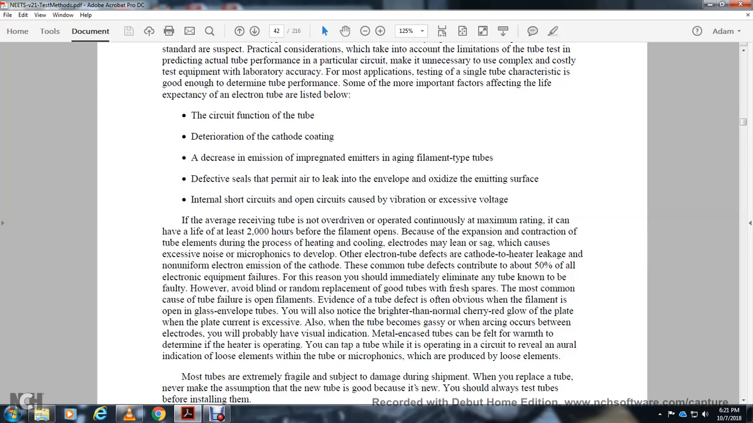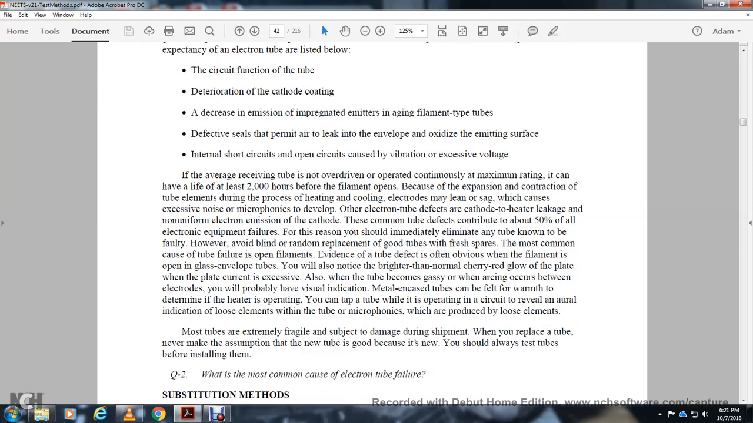Determine whether the heater is operating by tapping the tube while the circuit is operating. This will reveal an aural indication of loose elements in the tube, such as microphonics, which are produced by loose elements. Most tubes are extremely fragile and subject to damage during shipment. Never assume that a new tube is good because it is new. You should always test tubes before installing them.